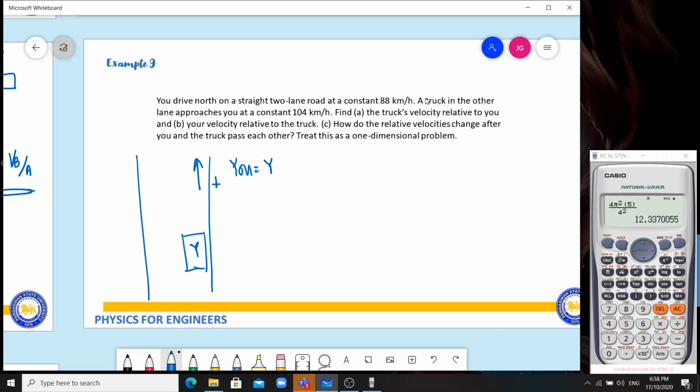A truck in the other lane. So, other lane, okay? Kasi 2-lane road yan. Approaches you. So, ang direction niya pa south. Ito si truck, 104 km per hour. Ang direction niya negative kasi going south. Ikaw positive kasi going north ka. Positive 88 km per hour. Find the truck's velocity relative to you.